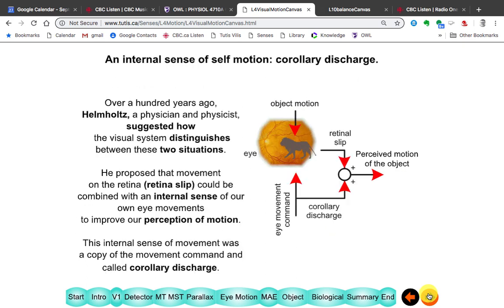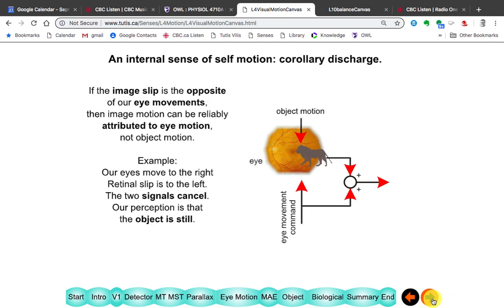So a fellow by the name of Helmholtz, he was a physician and a physicist. And about 100 years ago, he came up with a theory of how this happens. The theory is that there's a signal that goes to the eye to move the eye, and there's a signal coming from whatever you're looking at that causes slip on the eye. And the brain sends a copy of the command, called a corollary discharge, to a place called a comparator. It compares these two signals, how much things are moving on your retina and how much the eye is moving. And from that, you can figure out how much the object is moving.